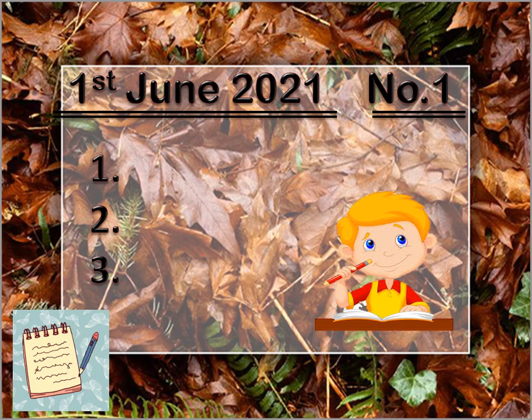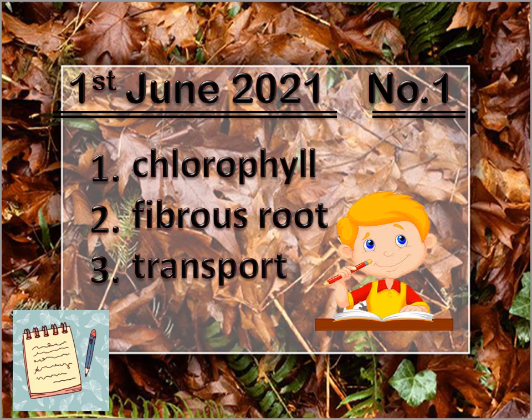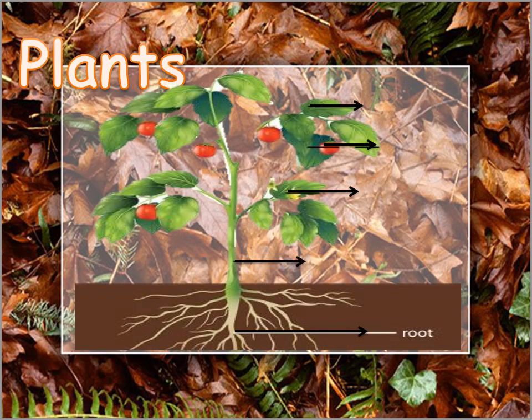T-R-A-N-S-P-O-R-T. Transport. Now let's check the spelling. Number 1 is C-H-L-O-R-O-P-H-Y-L-L. Chlorophyll. Number 2. F-I-B-R-O-U-S-R-O-O-T. Fibrous root. And number 3. Transport. T-R-A-N-S-P-O-R-T. Good.